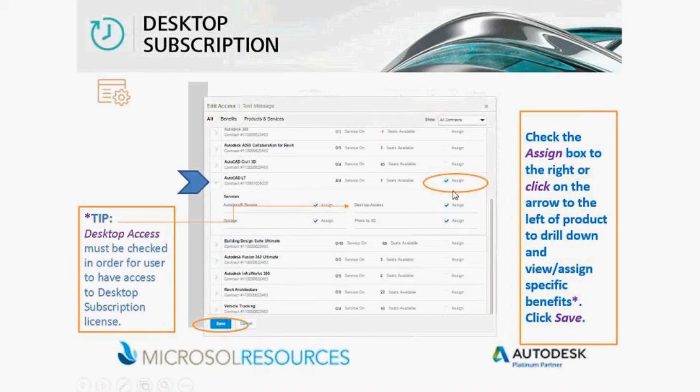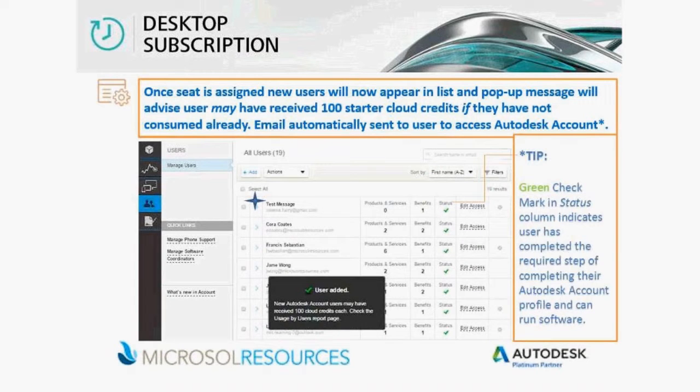Once you assign this to the user, you click Save right over here, and they're there. Once the seat is assigned, you will see the new user appear in the list, and a pop-up message will advise that the user may have received 100 starter cloud credits if they have not consumed them already. If you have any questions on cloud credits, I'm not going to cover it now, but type them in and we can cover them during the Q&A portion.